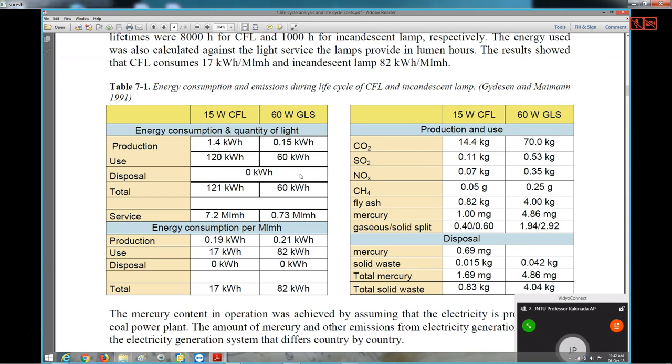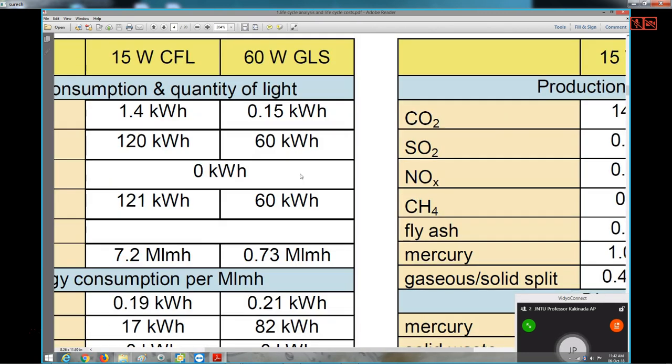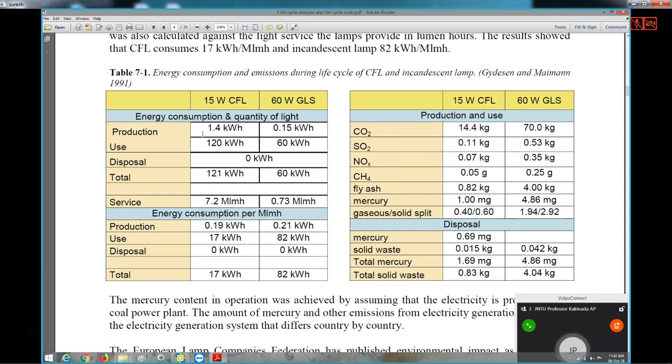Then we have a similar type of difference in the production and usage, where we compare energy consumption and the quantity of light. Here, a 15 watt CFL lamp has a production energy consumption of 1.4 kilowatt hour, and this 60 watt GLS lamp, a tungsten filament lamp, has 0.15 kilowatt hour. Coming to usage, 120 kilowatt hour and 60 kilowatt hour. Disposal does not use any energy, that's 0 kilowatt hour. The total is 121 kilowatt hour, and the 60 watt incandescent lamp has 60 kilowatt hours. Coming to service hours, this is 7.2 million hours and this is 0.73 million hours.